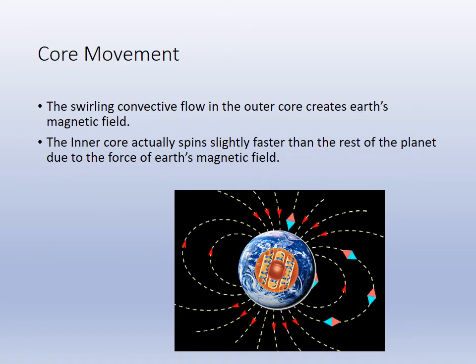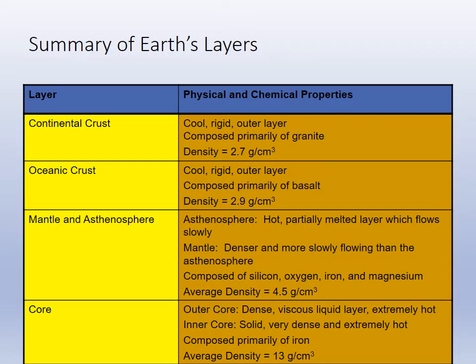The spinning of the Earth and that liquid-solid metal conglomerate in the core is actually why we have a magnetic field, which is important because the magnetic field blocks us from solar wind. This is a summary of our crust and layers underneath.